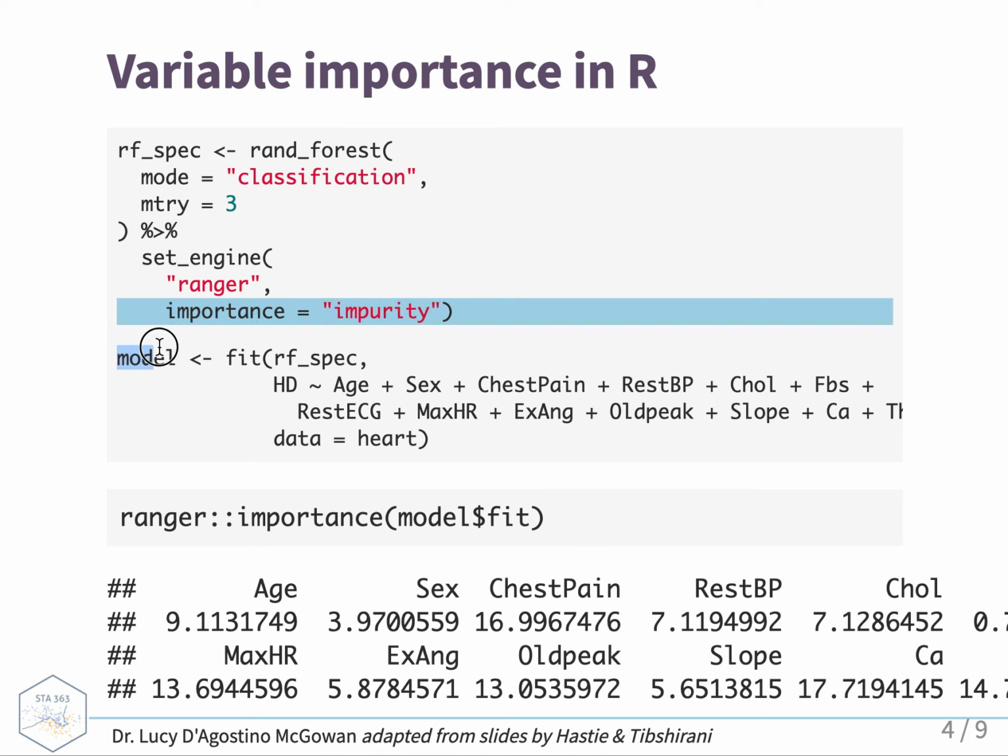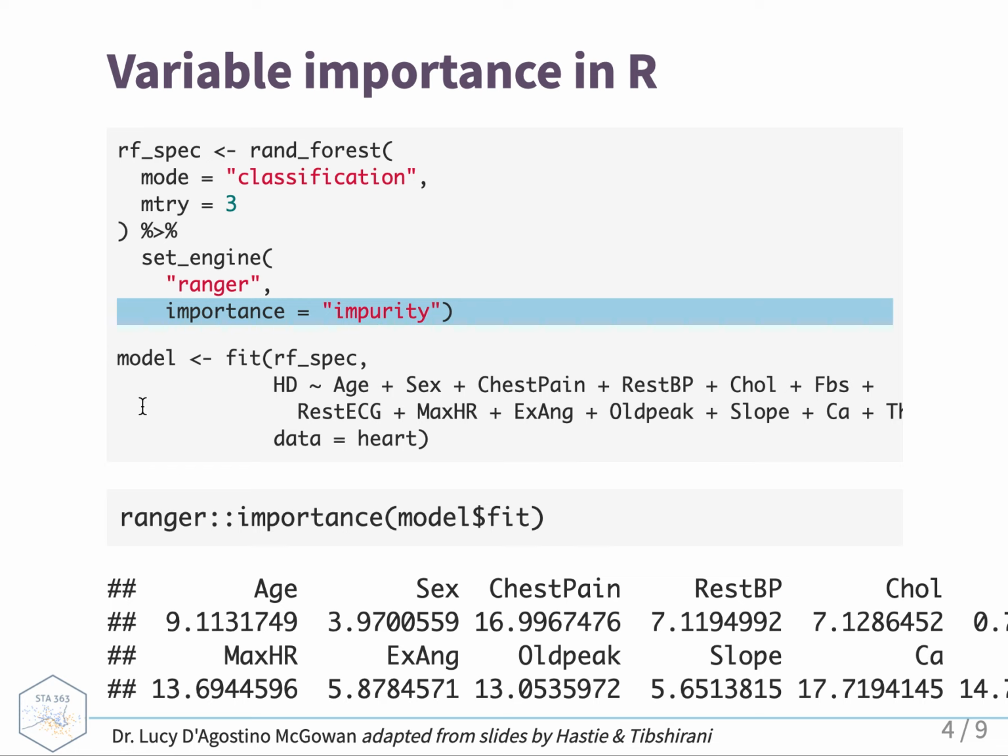We still fit our model like you normally would. Here I'm just fitting a basic model using that random forest specification. I have my formula here, and my data set is heart. You could do the same thing, and instead of using the fit function, you could use fit_resamples or tune_grid, and you could still follow the same procedure.